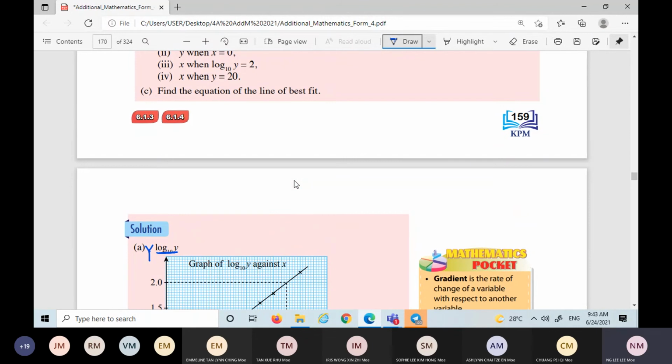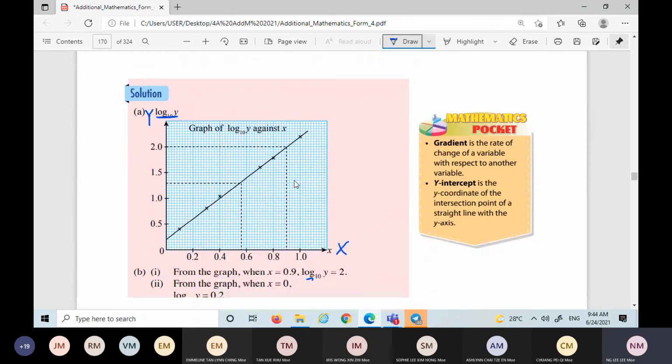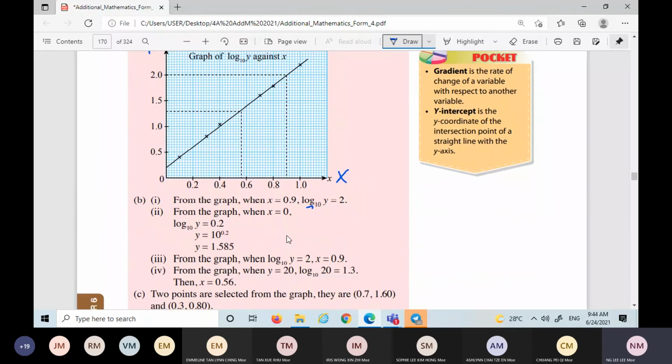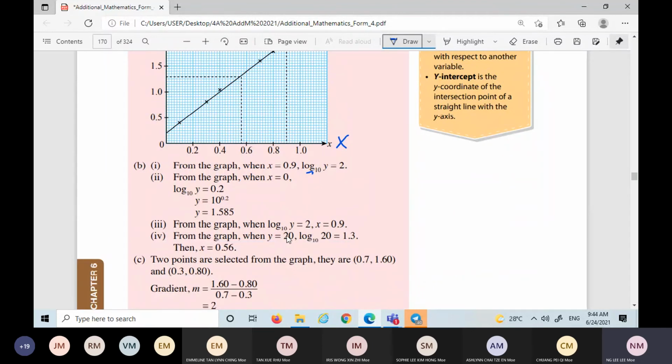Find the value of x when log Y equals 2. So log Y equals 2. Find the value of x. Same now, 0.9, correct, 0.9. This and this are the same.